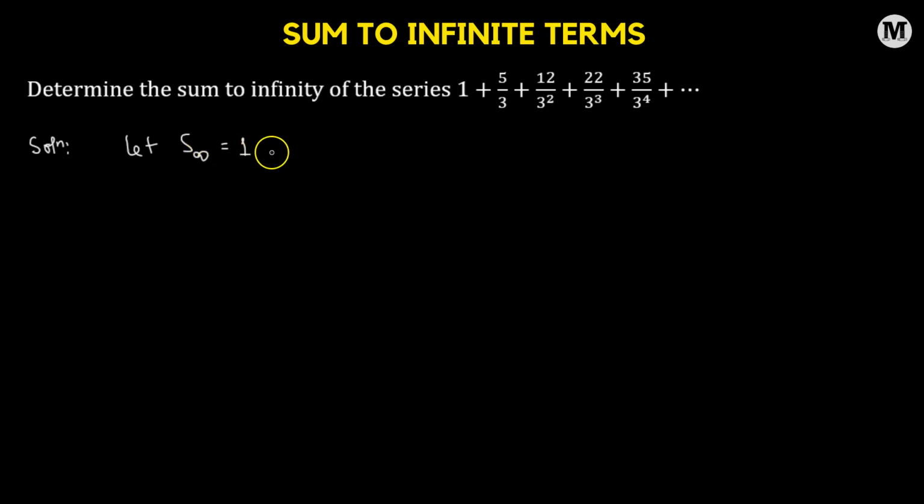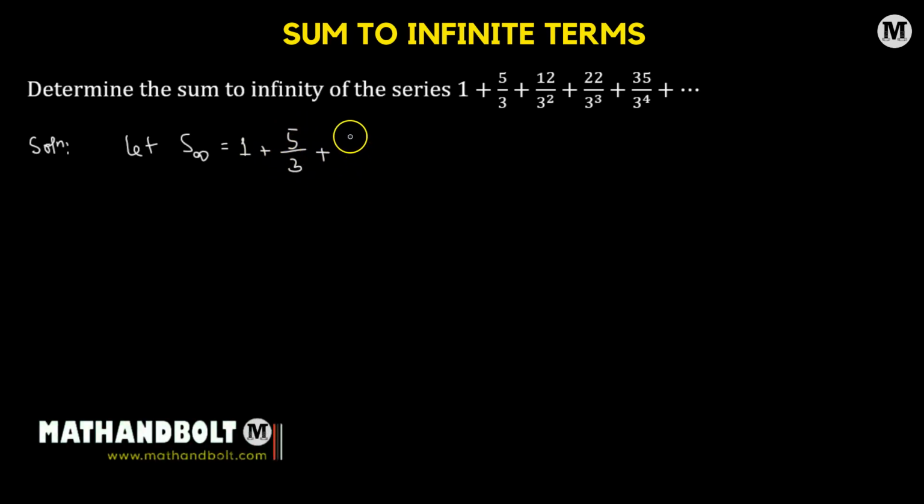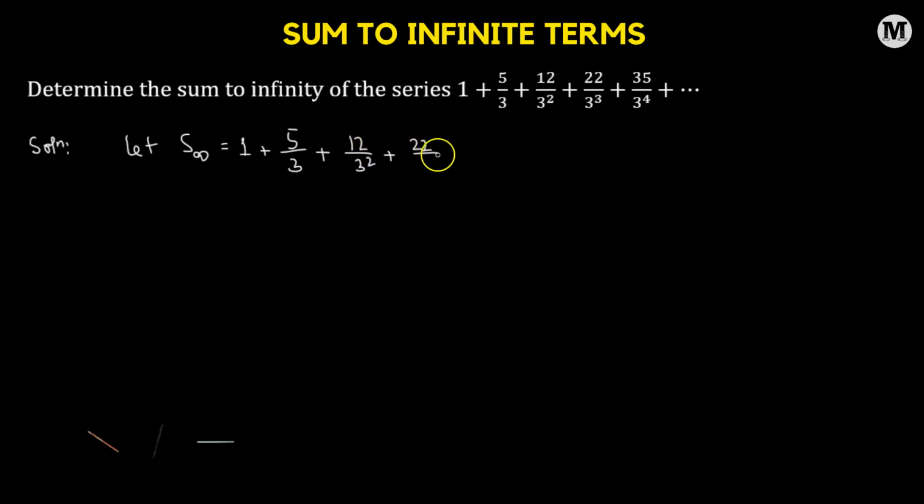So here we have the first term, that's 1. This is added to the second term, which is 5 over 3. Then we have the third term given by 12 over 3 squared, added to 22 over 3 cubed. And then we have 35 over 3 raised to the power of 4, and we have the rest of the terms. Let's name this as number 1.